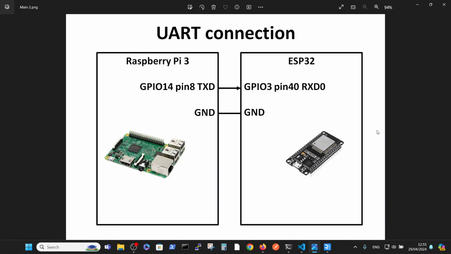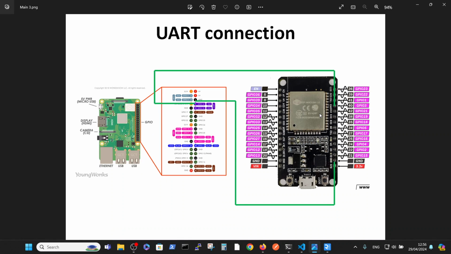The first one is pin number 8, TX out transmission from the Raspberry Pi, which is GPIO 14, and the ground. And on the ESP32 side, we connected GPIO 3, pin number 14, which is RXD0. In the more detailed schematic, you can see that this point, which is TX on the Raspberry Pi, is connected to RX here on the ESP32, and they have a common ground.